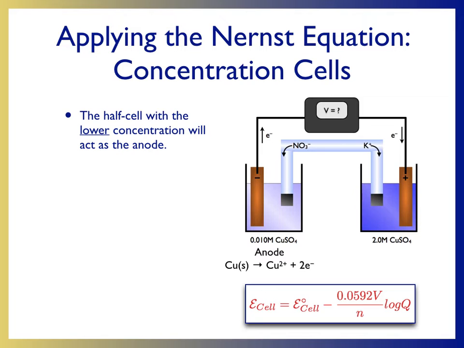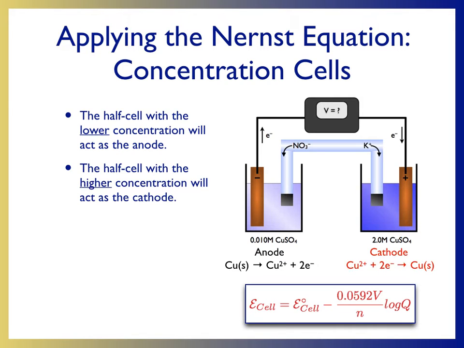The half cell with the lower concentration will act as the anode. So in this case, the 0.01 molar copper sulfate electrolyte solution, along with the copper electrode on the left, will act as the anode since the concentration is lower. Therefore, the half cell with the higher concentration will act as the cathode. In this case, the 2 molar copper sulfate solution on the right serves as the cathode, and copper will undergo reduction there.